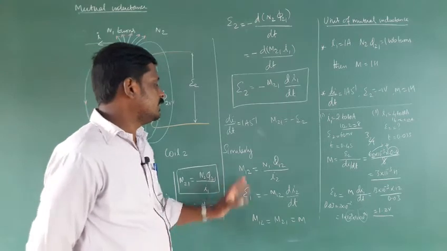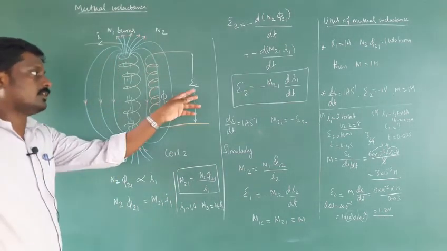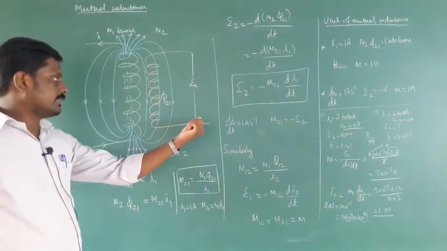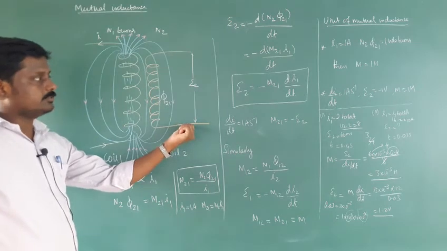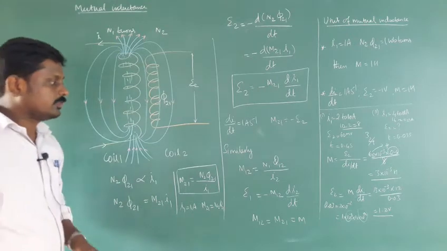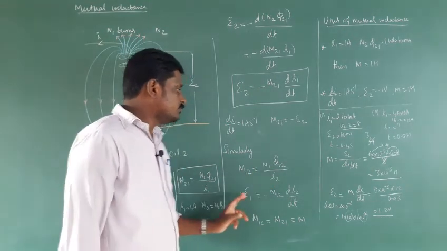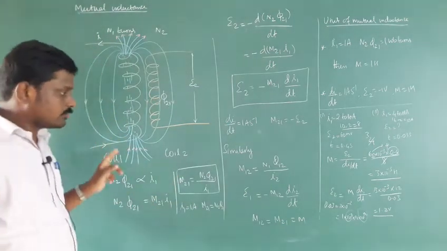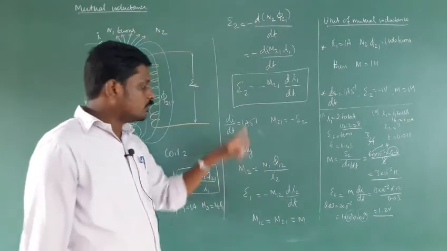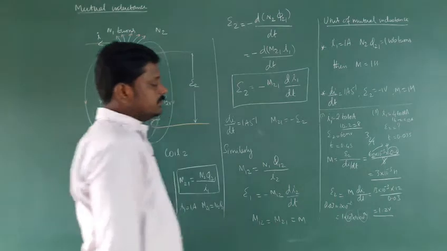Similarly, here in coil 1 current I1 flows and EMF is induced in coil 2. Now just reverse it: current I2 is flowing in coil 2. The flux is phi 12, and the mutual inductance M12 equals N1 phi 12 by I2. Then the induced EMF produced in coil 1 is minus M12 dI2 by dt. The mutual inductances M12 and M21 are the same, so simply we can write it as M.